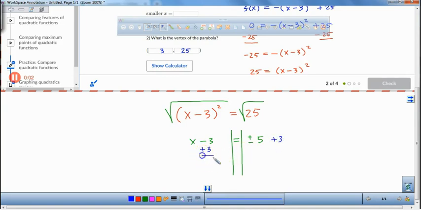So how do I get two answers out of that? Well, x is going to end up equaling a positive 5 plus 3 and a negative 5 plus 3. So here we go. x equals positive 5 plus 3 and negative 5 plus 3. 5 plus 3 is 8, and negative 5 plus 3 is negative 2. And there's our two answers.